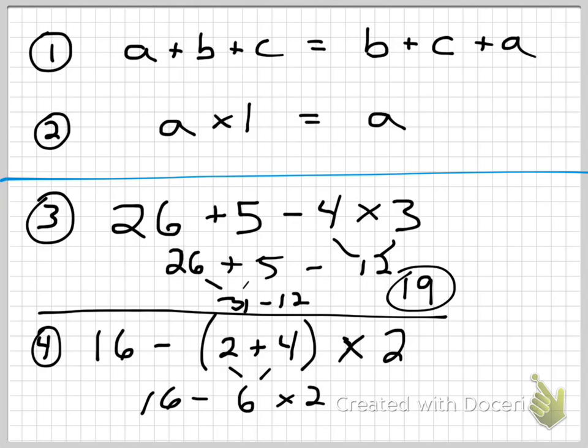I'm noticing, do I go 16 minus 6 now? Is that the next step? No. Why not? Because I have to multiply first, right? We still do the order of operations. 6 times 2 is 12. 16 minus 12 is 4. The answer to number 4 is 4. I want to know how many they got correct.